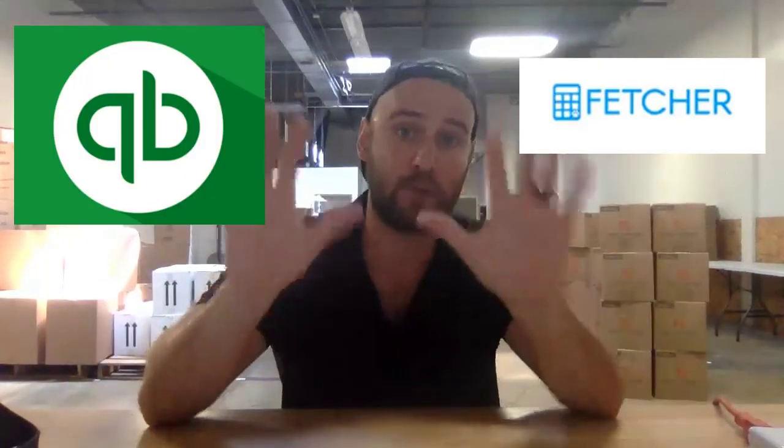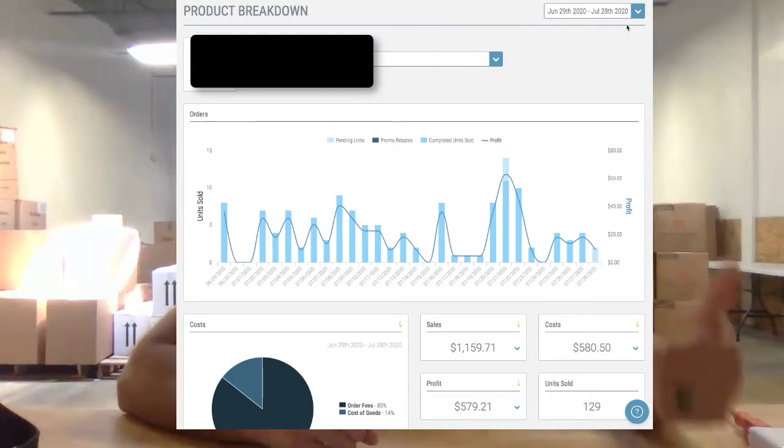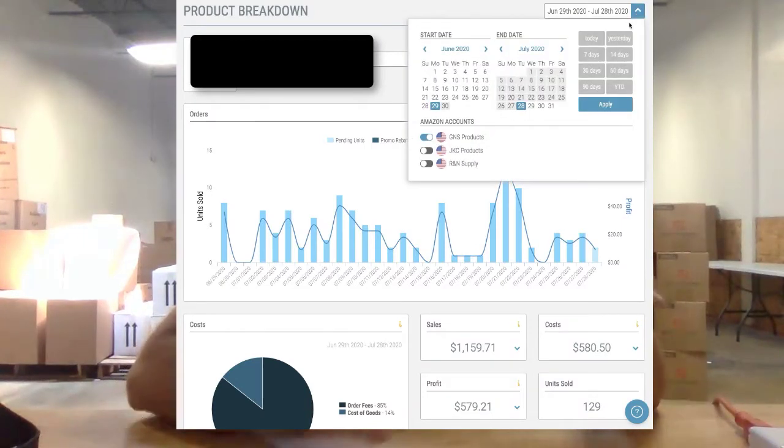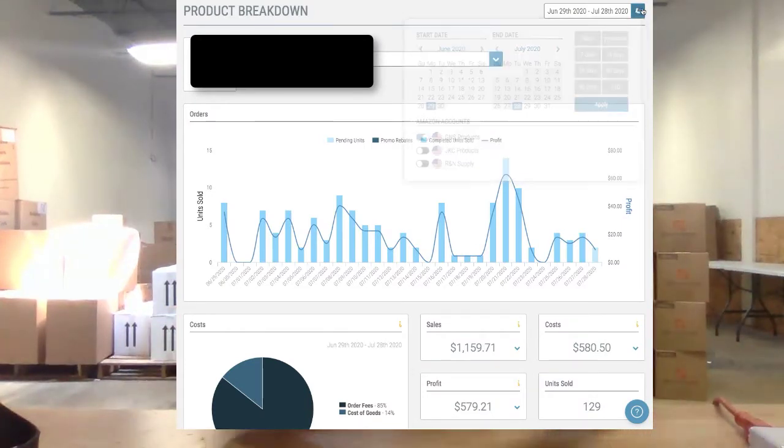That is Fetcher and QuickBooks. Now, if you're a new seller, I highly recommend starting with Fetcher because it is hands down the best sales feed software for Amazon sellers, period. Even if you already use QuickBooks, you should probably keep using Fetcher. The reason is that Fetcher allows you to look at each SKU, determine its profitability and the amount of sales over a given period of time, and you can use that information for your repurchase decisions.